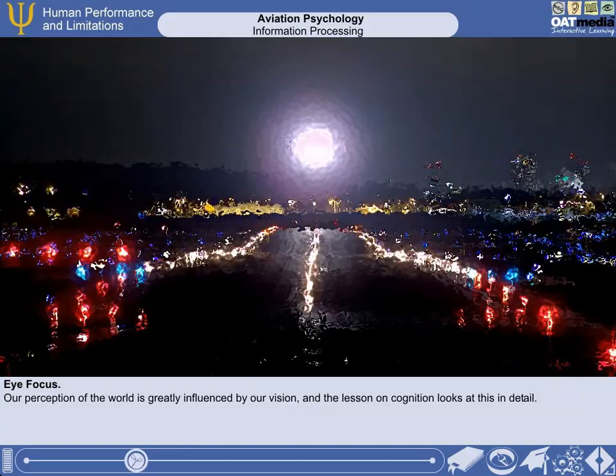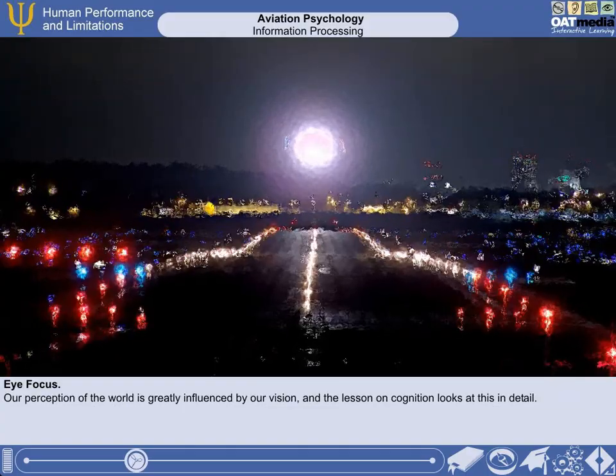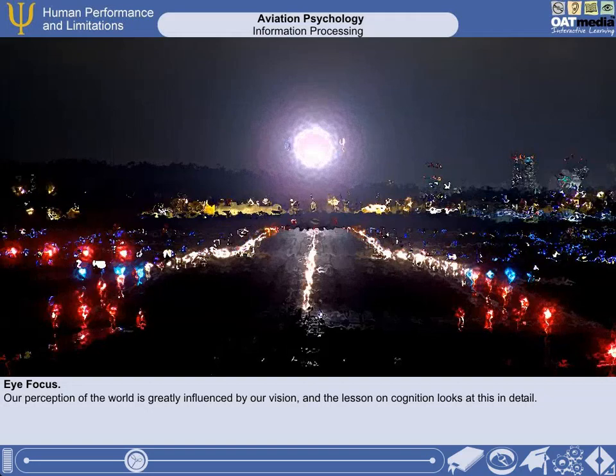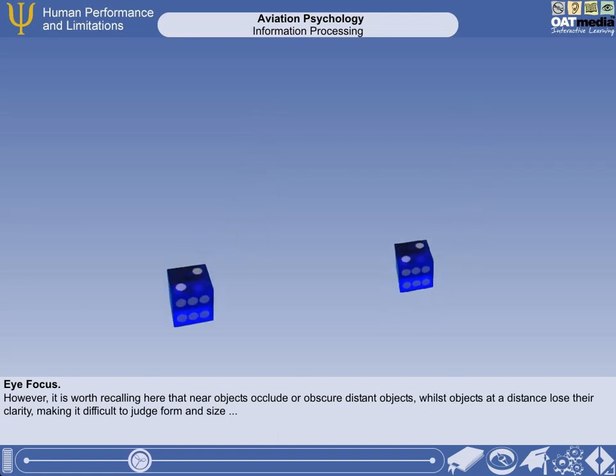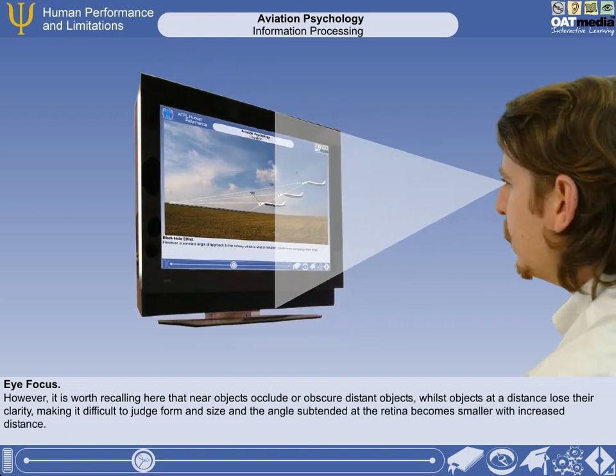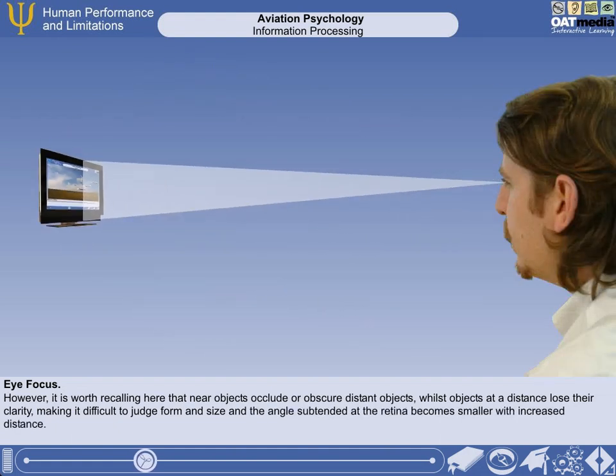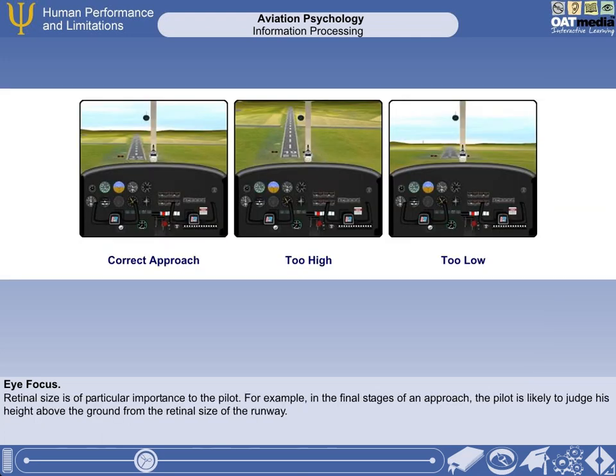Our perception of the world is greatly influenced by our vision, and the lesson on cognition looks at this in detail. However, it is worth recalling here that near objects occlude or obscure distant objects, whilst objects at a distance lose their clarity, making it difficult to judge form and size, and their angle, subtended at the retina, becomes smaller with increased distance. Retinal size is of particular importance to the pilot.